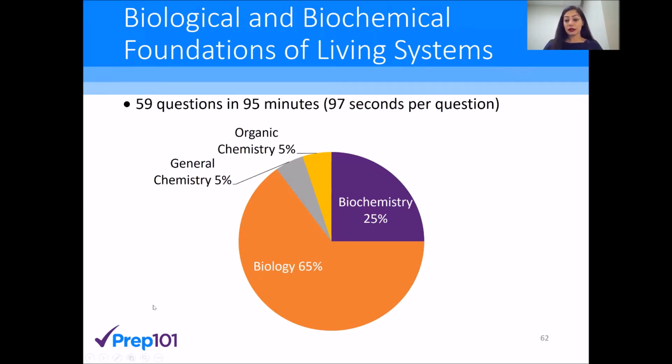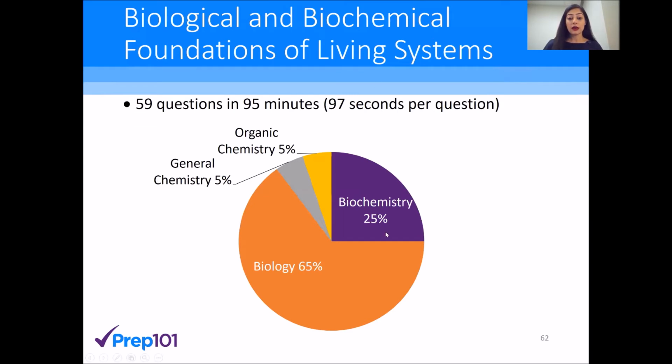So this section, thankfully, is 65% biology and 25% biochemistry. Therefore, 90% of the section is stuff that most science majors really enjoy. However, what the AAMC has done is added 5% of G-Chem, general chemistry, and another 5% of O-Chem. Because at the end of the day, the sciences are truly interdisciplinary. And being a practicing physician means that you must consider all of those sciences in cohesion, okay? So this is what the biological sciences section looks like.